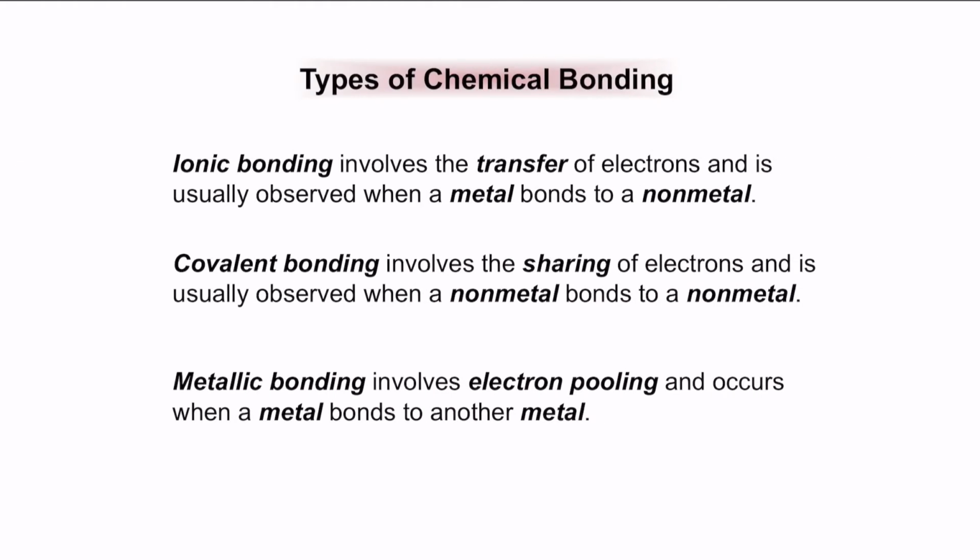Now, let's talk about chemical bonding. So what are the types? There are three types of chemical bonding: ionic bonding, covalent bonding, and metallic bonding. Ionic bonding involves the transfer of electrons, and it's generally observed when you have a metal bonding with a non-metal. You have covalent bonding, which involves sharing of electrons, and it generally is observed when you have a non-metal bonding with another non-metal. And you have metallic bonding that involves electron pooling, which occurs when a metal bonds with a metal. So when a metal bonds with a non-metal, it creates ionic bonds. When a non-metal bonds with a non-metal, it creates covalent bonds. And when a metal bonds with a metal, it creates metallic bonding.